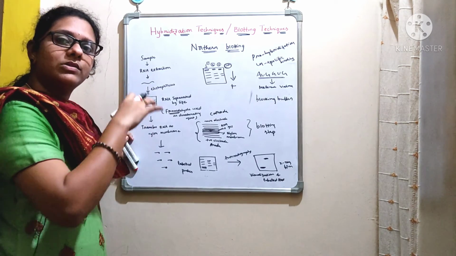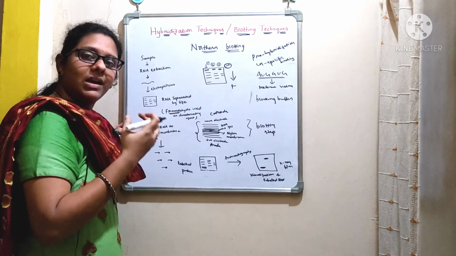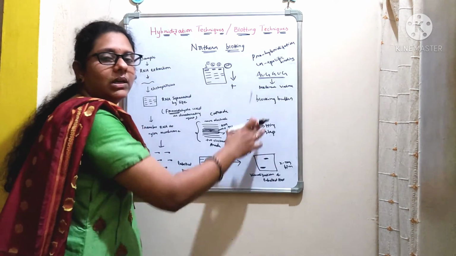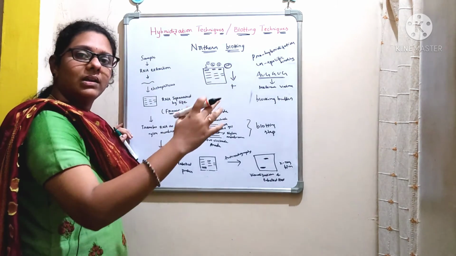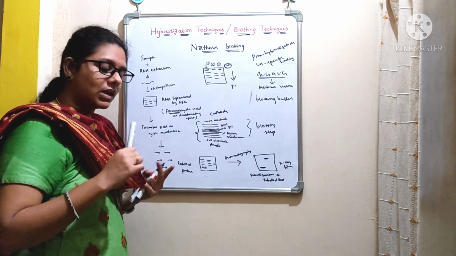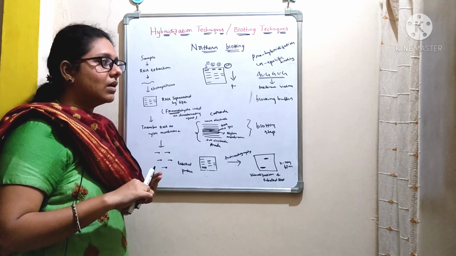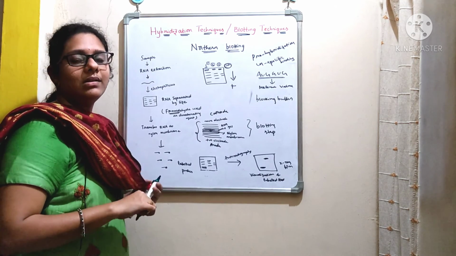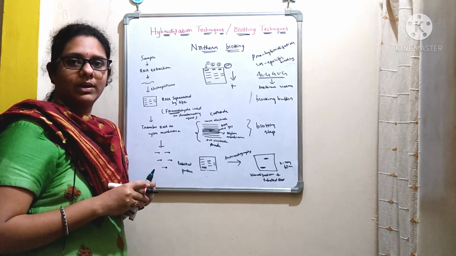In case of DNA, we perform a southern blotting technique, and in case of detecting RNA, we go with the northern blotting technique. So with the help of this technique, we can not only identify the specific RNA sequence, we can also find out the molecular weight of that particular RNA fragment, and also we can study the gene expression. This is all about the northern blotting technique.